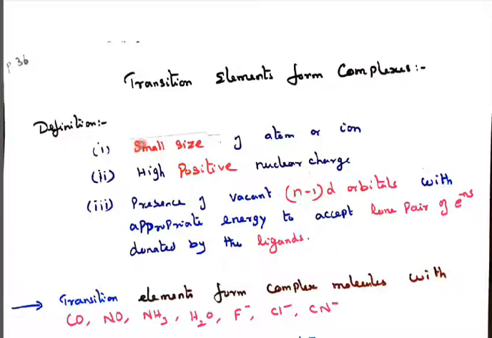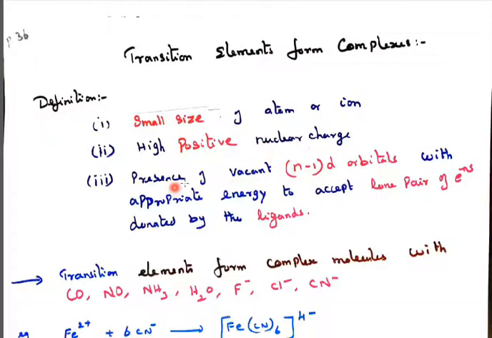One is the very small size of the atom or ion and very high positive nuclear charge, and the presence of vacant (n-1)d orbitals with appropriate energy to accept the lone pair of electrons donated by the ligands. Then it forms complexes.